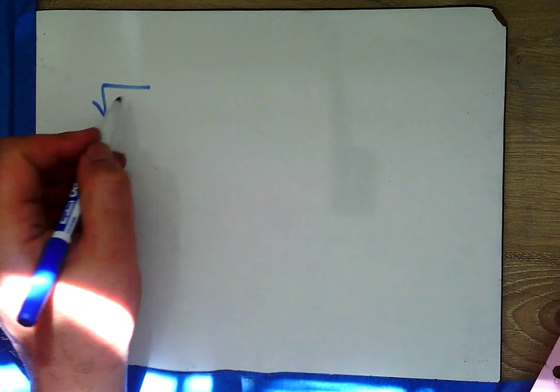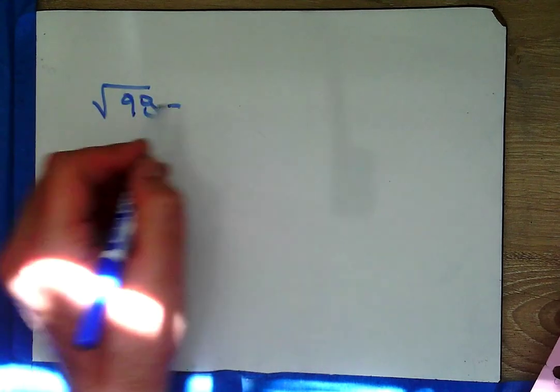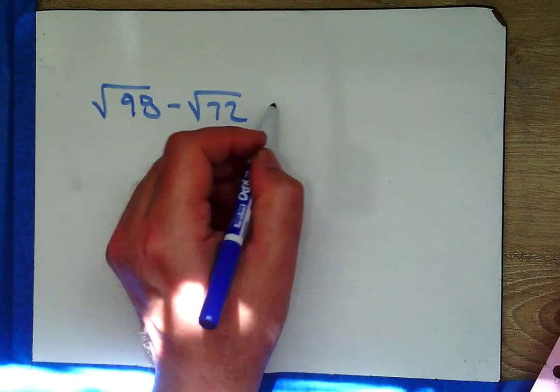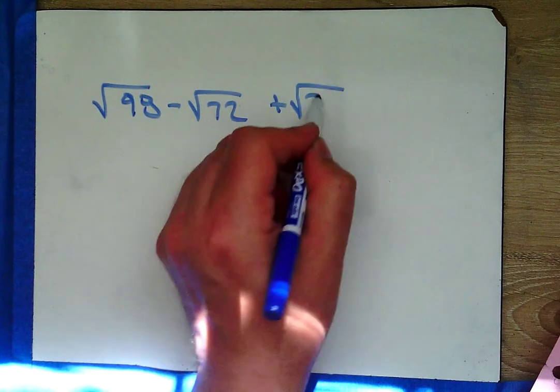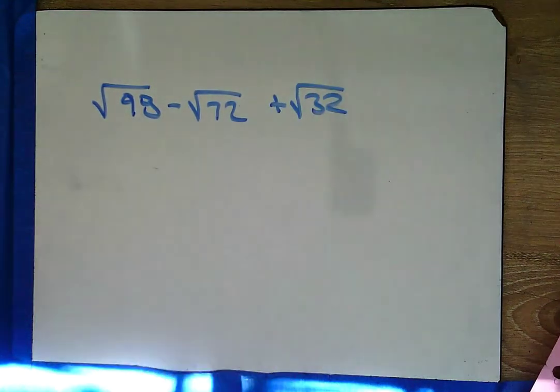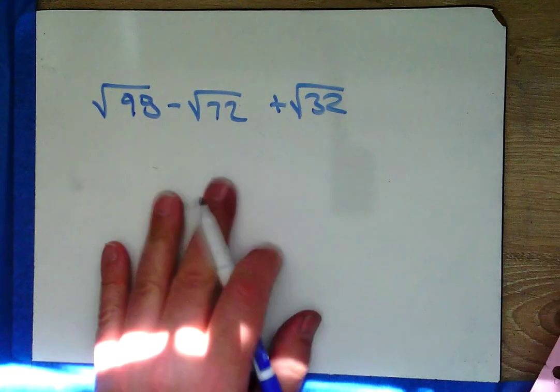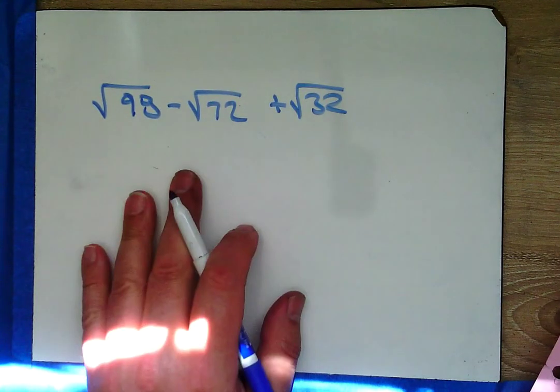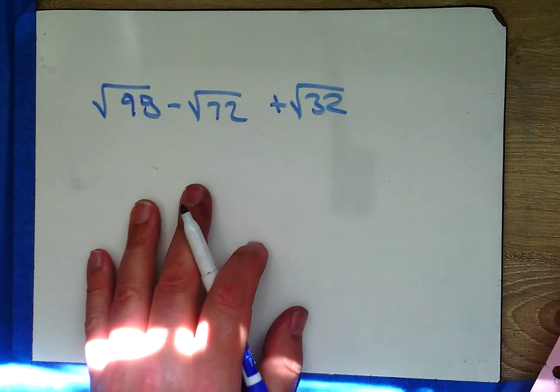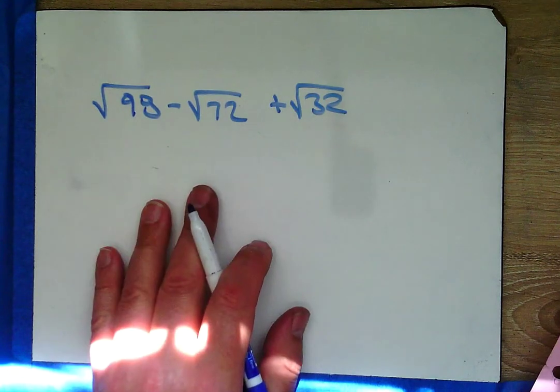All right, so what about this one? Square root of 98 minus square root of 72 plus square root of 32. None of them have the same radicand. Does that mean we can't do the adding and subtracting? Try simplifying. Try simplifying and then see if there's any adding and subtracting you can do. Pause the video now and give it a try.